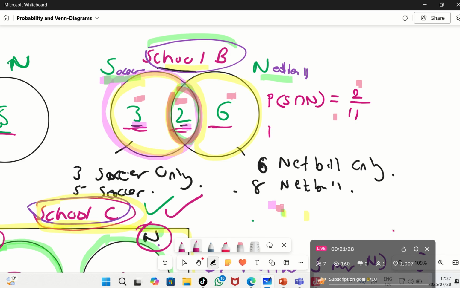Okay, let's do another probability. What is the probability that a learner chosen at random from the school plays netball only?